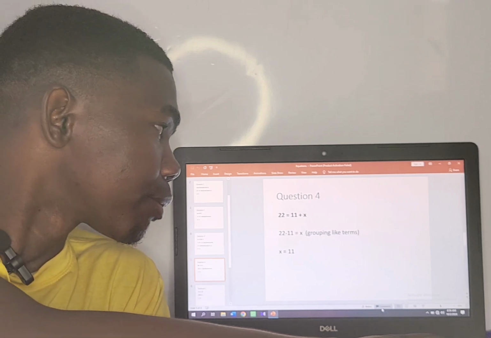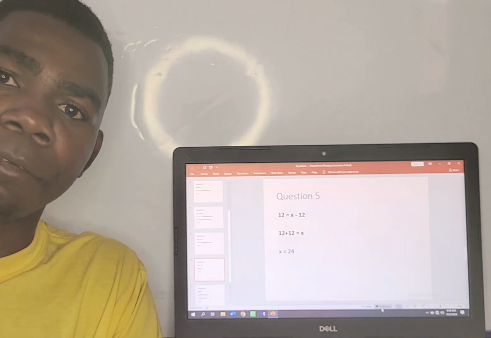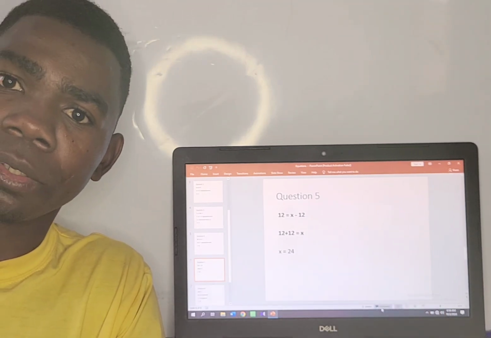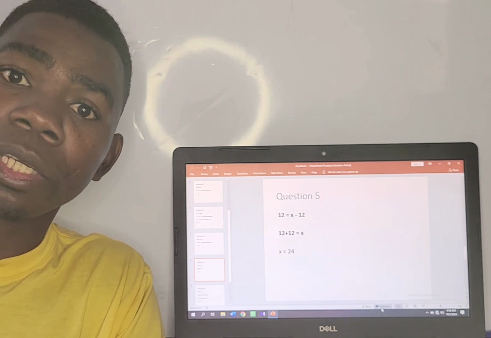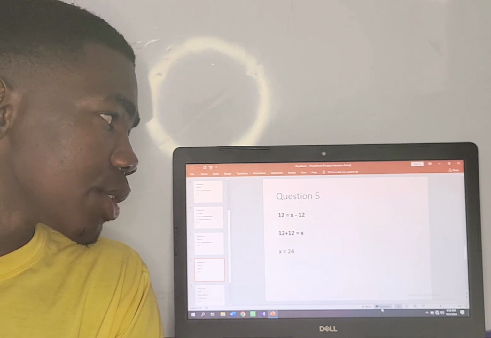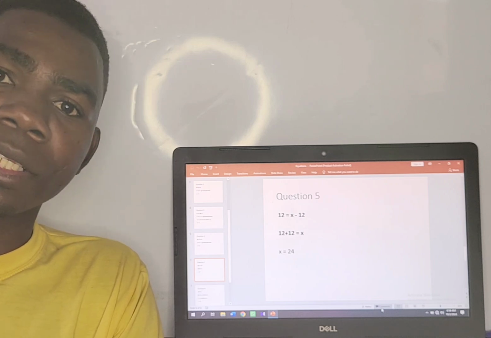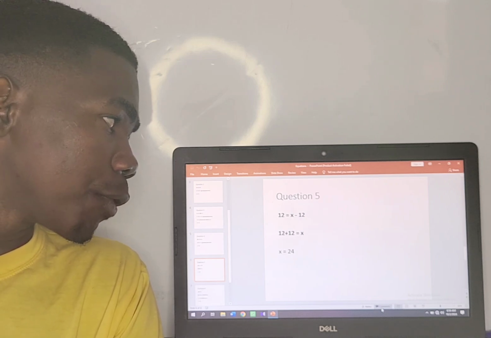Let's consider question number 5. In question number 5, we are given this one. We are still on linear equations. Since we are still on linear equations, 12 is equal to x plus 12.